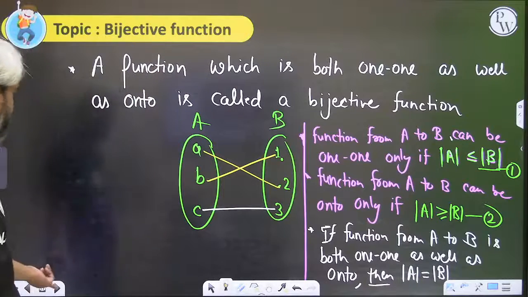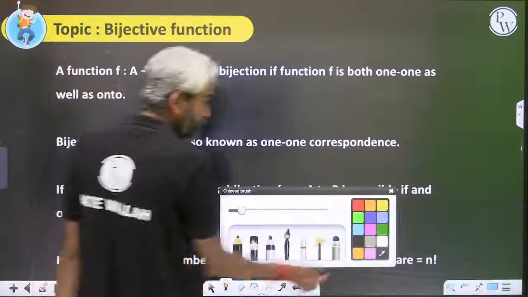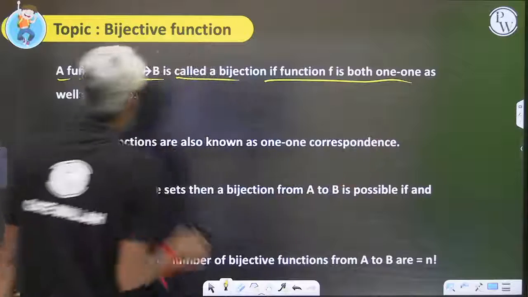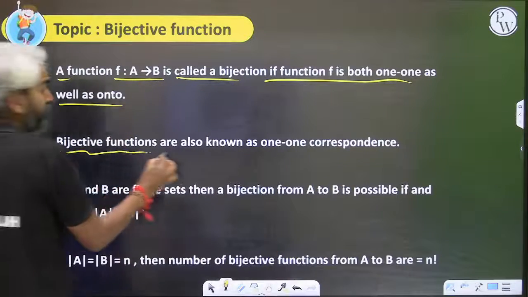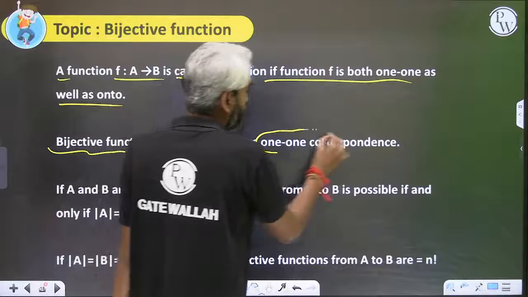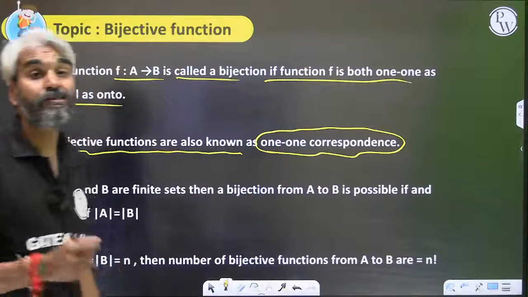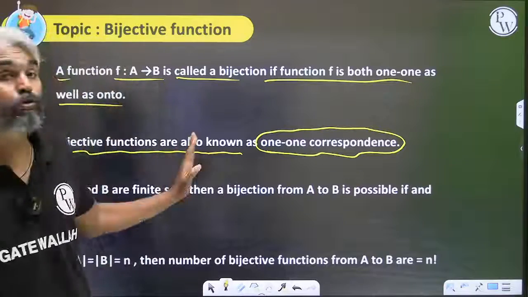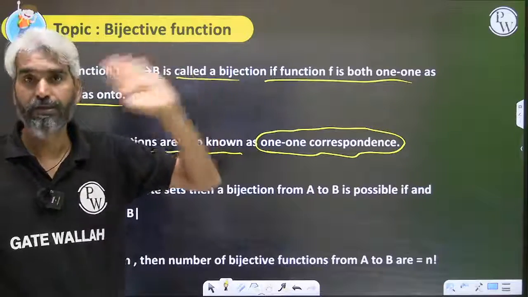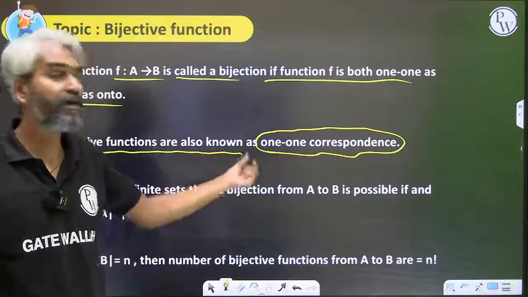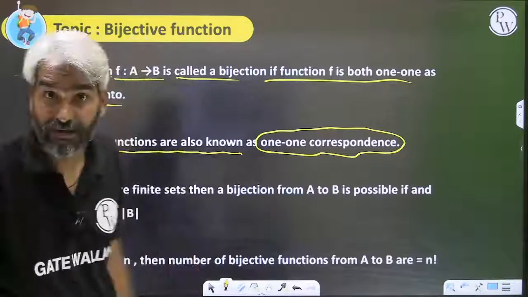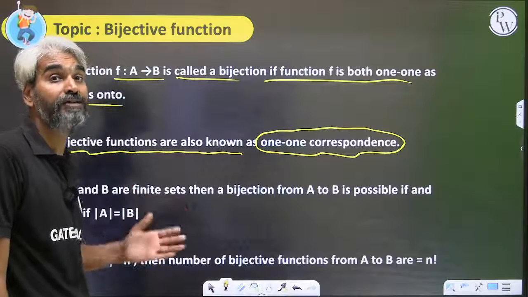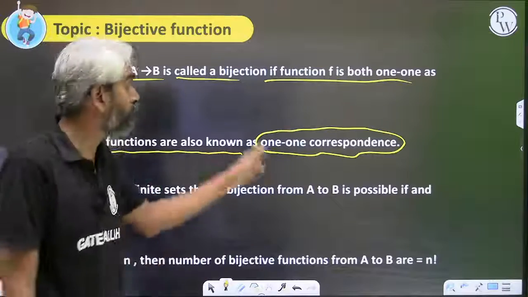Yeah, so that's okay. Let's define all the things. A function f from A to B is called a bijection if the function is both one-one as well as onto. Apart from that, bijective functions are also known as one-one correspondence. Please, I'm not saying one-one function. I'm saying bijective functions are said to have one-to-one correspondence. So if somebody is saying that there's a function from A to B which has one-one correspondence, then don't say that function is one-one. That function is actually bijective.